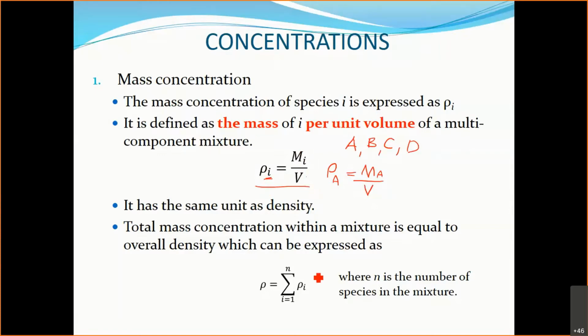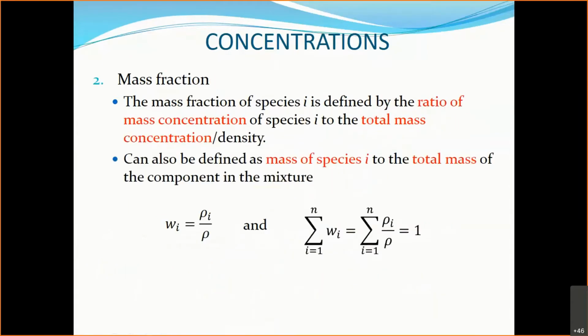And then if you have more than one component, you can find the total mass concentration. In our case here, we have 4 components. So if I want to find the total mass concentration, it is going to be mass concentration of A plus mass concentration of B plus mass concentration of C plus mass concentration of D. You simplify and you get this. Total mass concentration is the summation of all the mass concentrations of each component in the system. So this is how you generalize this equation.